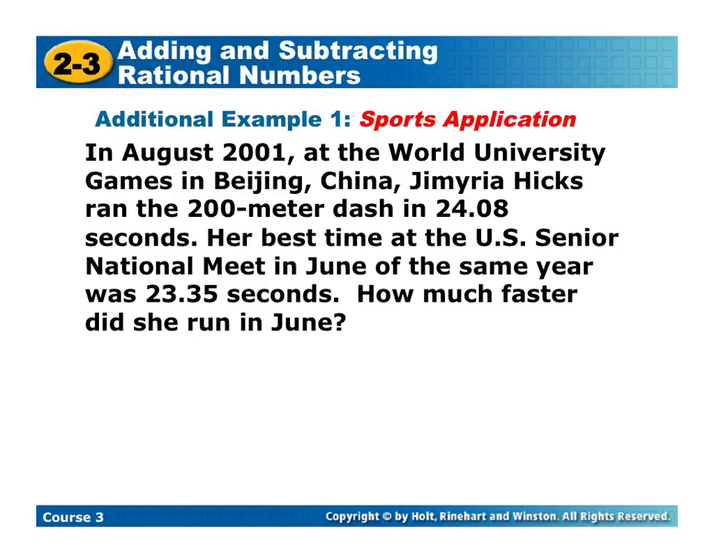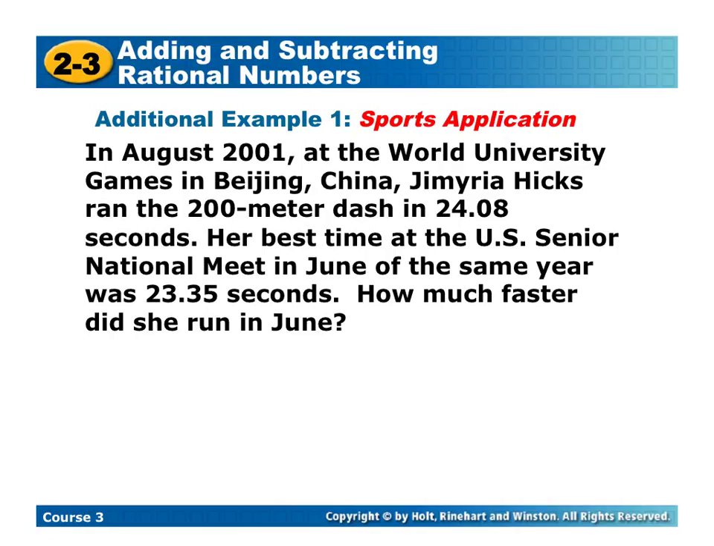In August of 2001 at the World University Games in Beijing, China, Hicks ran the 200-meter dash in 24.800 seconds. Her best time at the U.S. Senior National Meet in June of the same year was 23.3500 seconds. How much faster did she run in June?